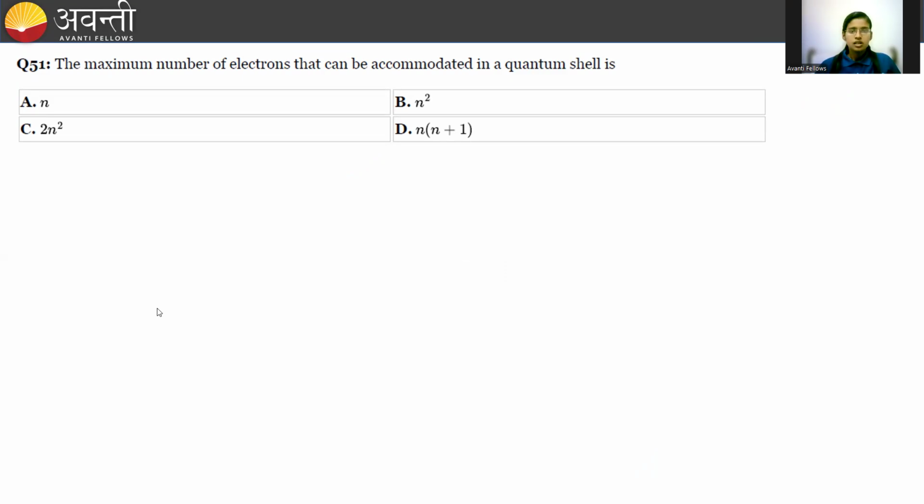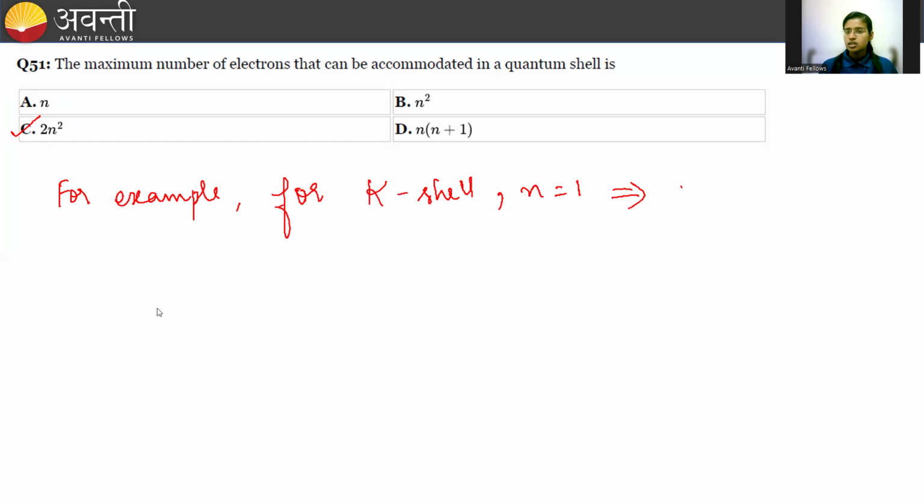So here it is actually a formula based question from quantum numbers. Okay. And the answer is actually 2n square. Okay. Like for example, for K shell, if I take, we have different shells, right? K shell is the first shell, in which the electron is present. So for K shell, n is equal to 1. If n is equal to 1, then I will have 2 into 1 square. So it will be equal to 2 electrons. Okay. So in K shell, I can put only 2 electrons.